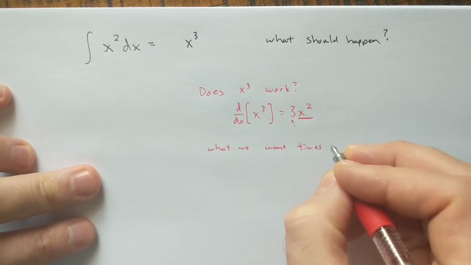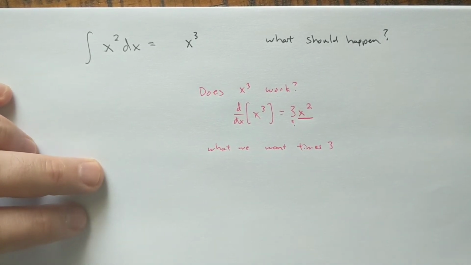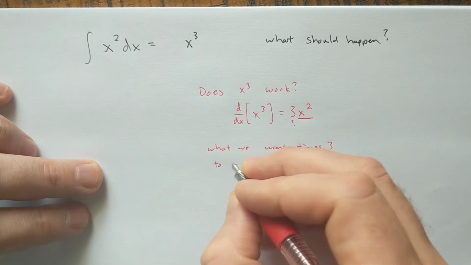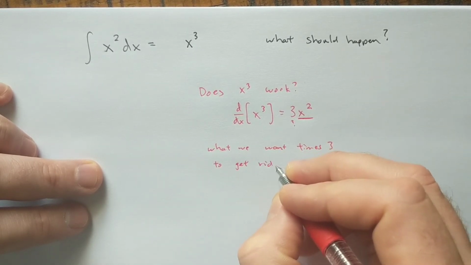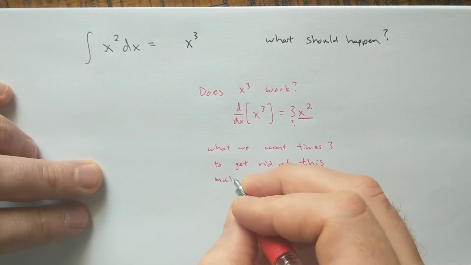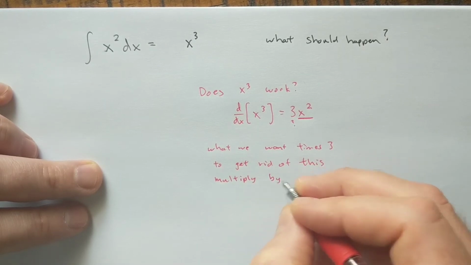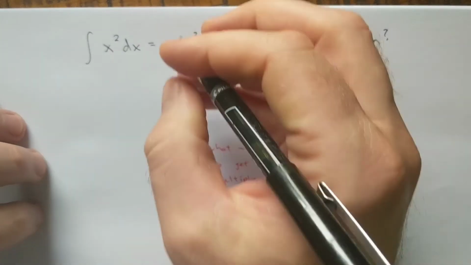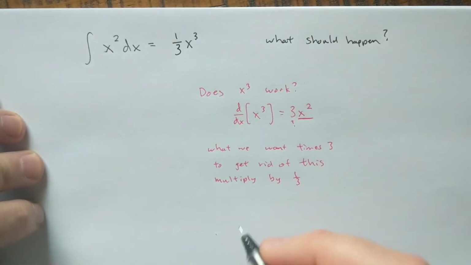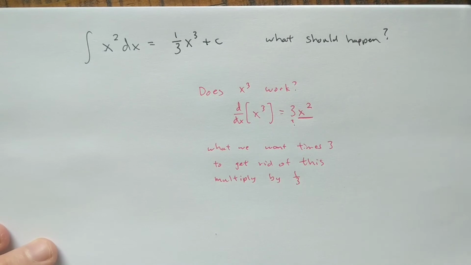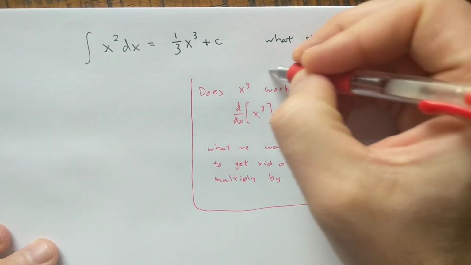So it's what we want, times 3. So there's an easy way to get rid of 3 with multiplication. You can either divide by 3 or multiply by 1/3. So to get rid of this, I'm going to multiply times 1/3. And so what happens if we put a 1/3 here? And I'm going to put a plus C out here too, because it could have been any constant. So the answer is no, but almost.